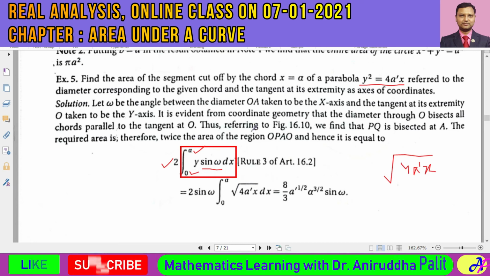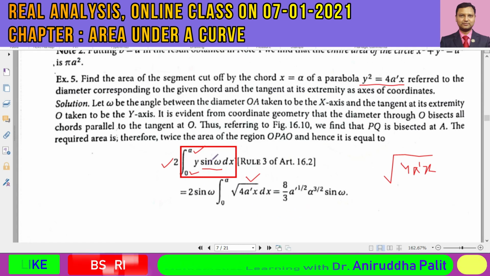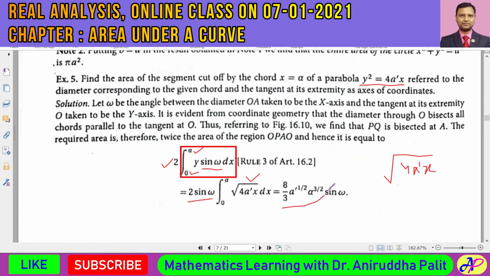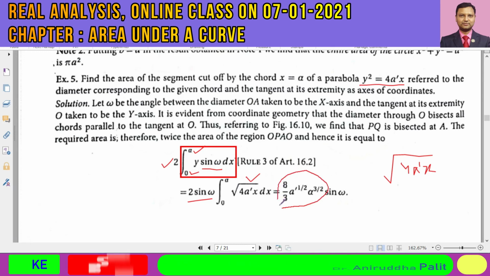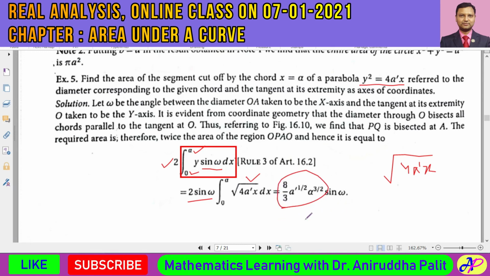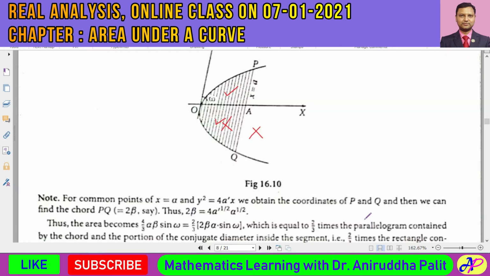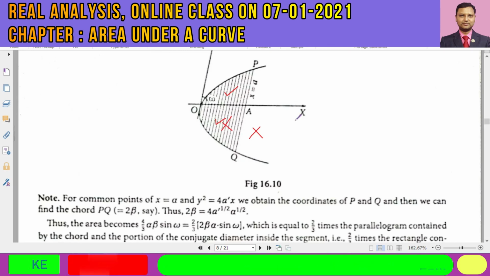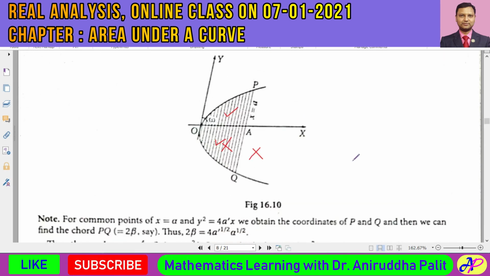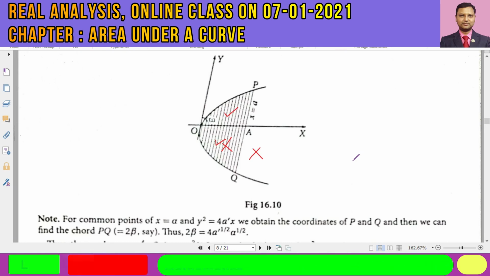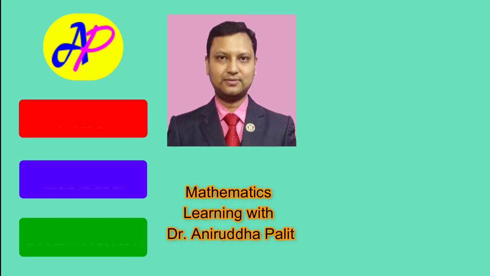Clear? That's why in place of y we have put y is equal to root over of 4a prime x, and sine of omega is constant, so 2 sine omega will remain there, and if you integrate this expression, ultimately you will get this kind of value. So this would be the total value of the area. In this way you can compute the area of this kind of curve where the x-axis and y-axis are inclined with an angle omega. Omega is not equal to 90 degrees over here.